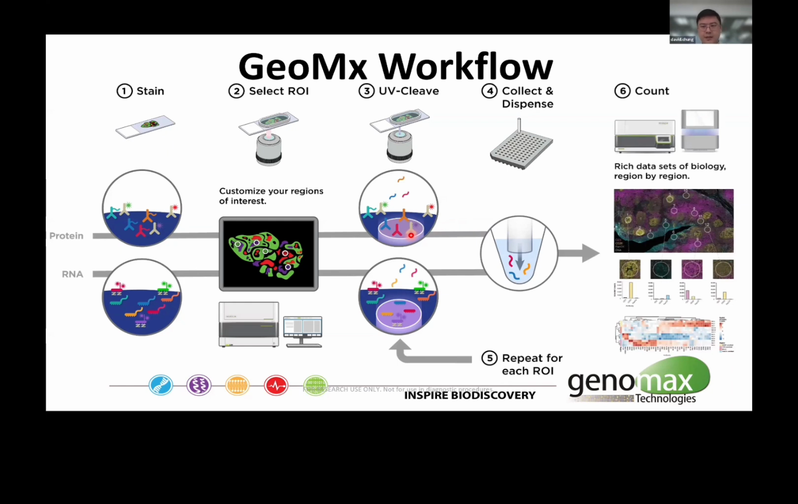So after that, you will collect all these photocleaved oligos and then count them using either the Nanostring nCounter platform, or using an Illumina NGS sequencer, and then put the count data back into this instrument for counting to get the multiplex, quantitative expression value for either proteins or genes, depending on the assay they will run.